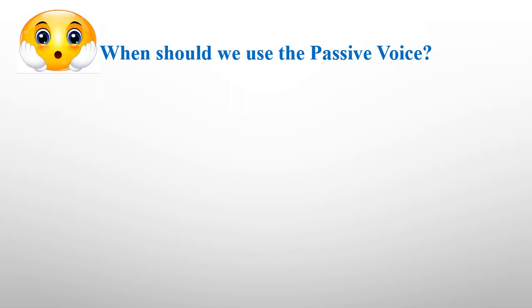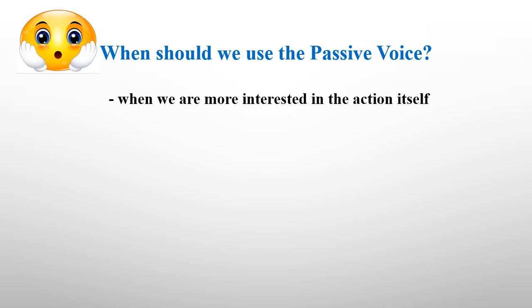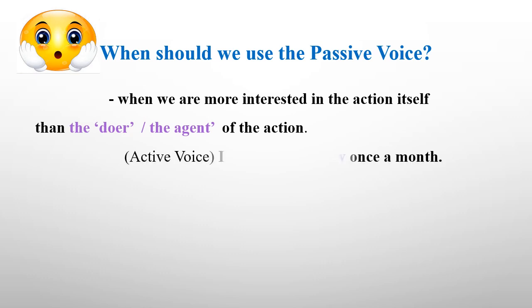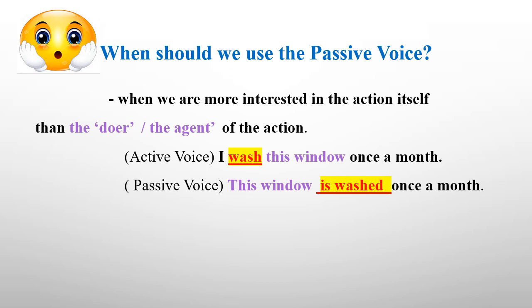So, when should we use the passive voice? The passive voice is usually used when we are more interested in the action itself than the doer or the agent of the action. We use the passive voice to change the focus of the sentence. For example, active voice: I wash the window once a month. Passive voice: This window is washed once a month.